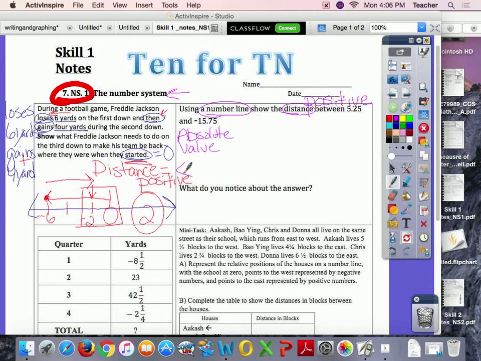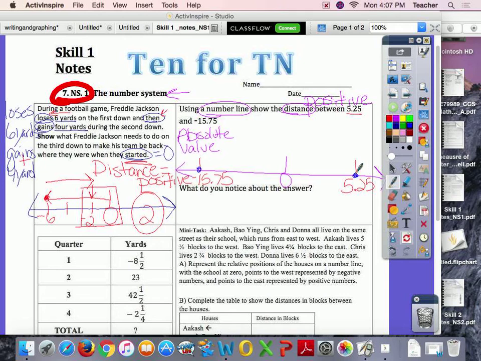So let's use a number line. Remember in my class we always talk about number lines are important to have a 0 so you know where you're talking about. We're going to plot our points. So we have a positive 5 and 25 hundredths. And we have a negative 15 and 75 hundredths. So it's asking us the distance between one point to the other.